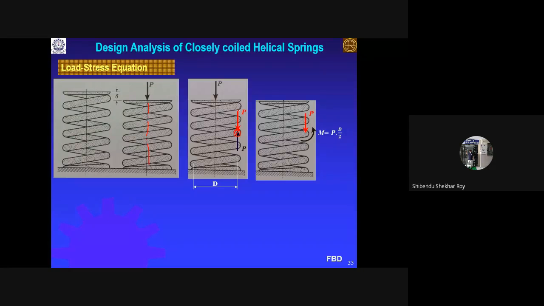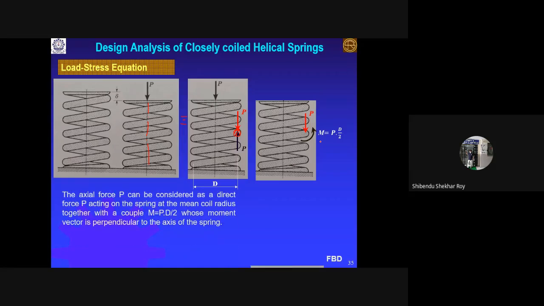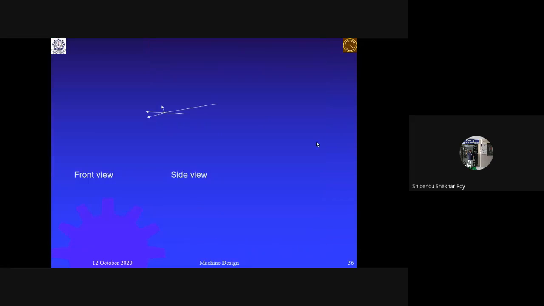You can apply the P force in red color and the P force in black color, equal and opposite. They will neutralize each other. So this loading pattern is equivalent to this loading pattern. Now this black force creates a couple in the anti-clockwise direction, and the magnitude of the couple equals P into D by 2. The couple vector direction you can see in the side view. So this is your couple vector direction.